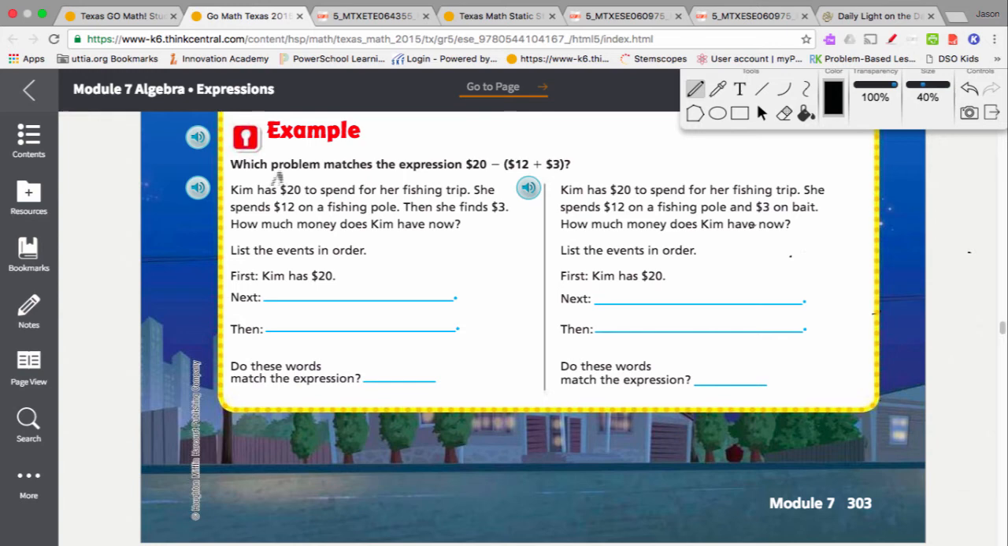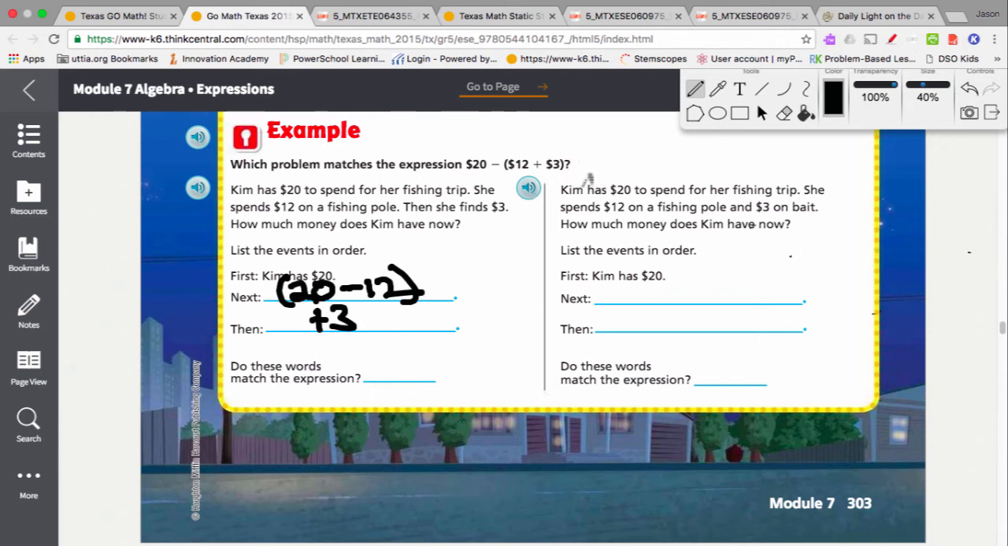So here's one problem. Kim has $20 to spend for her fishing trip. She spends $12 on a fishing pole, then she finds $3. How much money does Kim have now? Well, what was first? She had $20. What was next? She subtracted 12 because she spent it on a fishing pole. Then she added 3. So this is the order that things happen in this word problem. That doesn't match the expression because our parentheses are in a different spot.